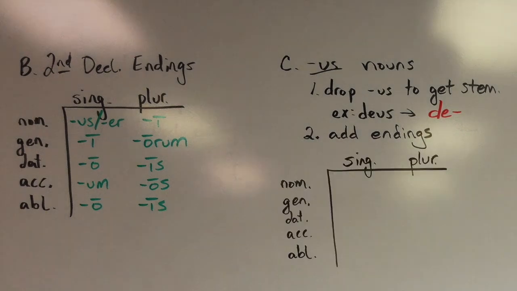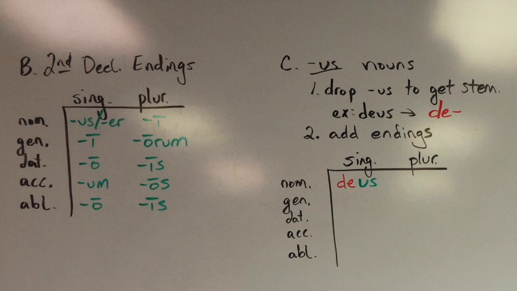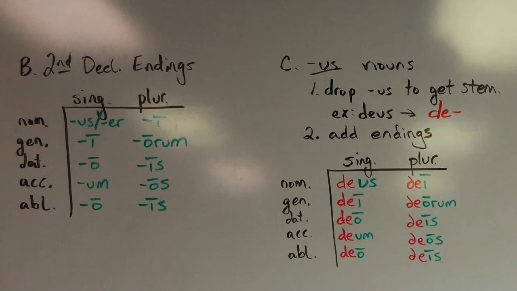So then to decline it, we'll simply put it in our chart with deus starting it off, and then see if you can decline the rest of deus on your own, attaching these second declension endings that we just wrote down. Pause and do that now. If you did it correctly, you should have gotten deus, dei, deo, deum, deo, and in the plural, dei, deorum, deis, deos, deis. Let's try it again with another example.